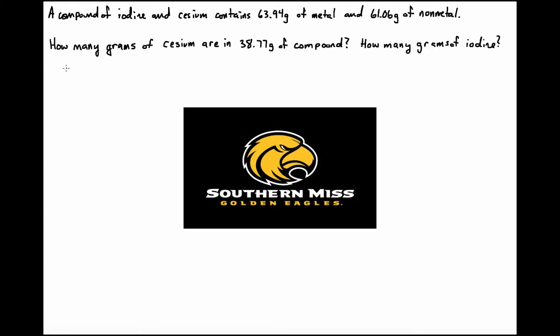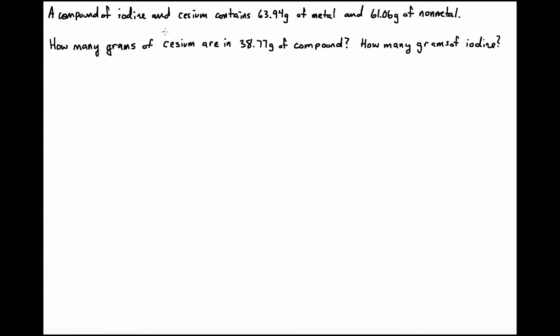So the question asks, a compound of iodine and cesium contains 63.94 grams of metal and 61.06 grams of nonmetal. How many grams of cesium are in 38.77 grams of compound? How many grams of iodine? So this question is testing you on multiple concepts. So we're going to address these in a couple different parts.